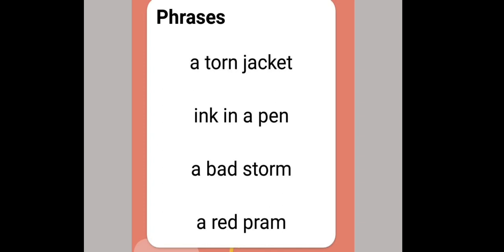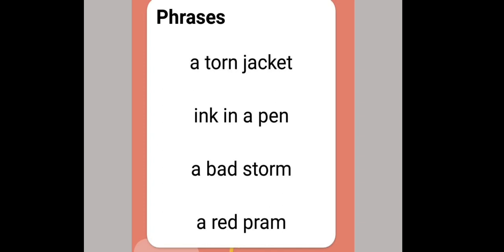Then the next word, let's read the next word. We have b, a, d, bad. The next word goes like this. Storm. A bad storm. Now let's read the last sentence.